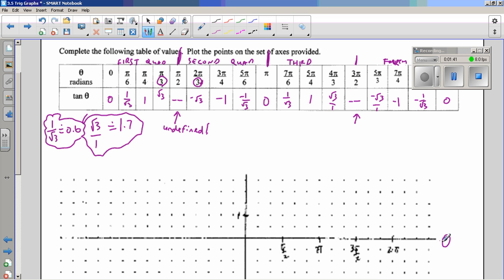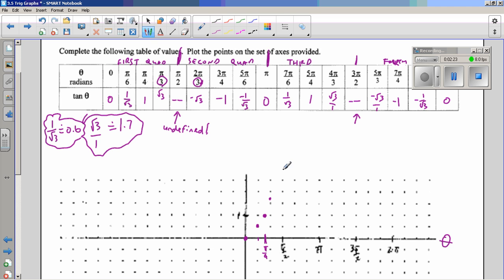This is the theta axis. 0, 0 is right there. Pi over 6 is this first tick, and that's about 0.6, and on this scale maybe about there. You have to be careful here. Pi over 4 is actually halfway to pi over 2. This is pi over 4, which is 1.5 ticks, and it's at 1, so it goes right there. And then the square root of 3, I put that into my calculator, is about 1.7. 1.5 would be there, 1.7, maybe about there.